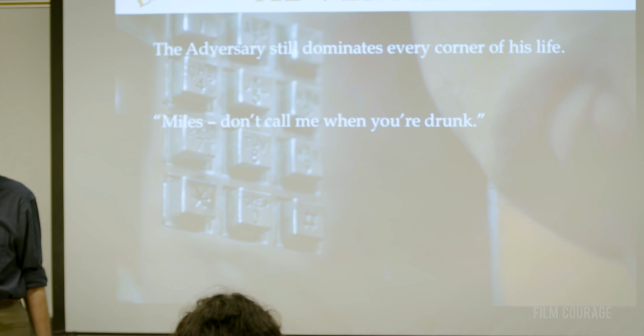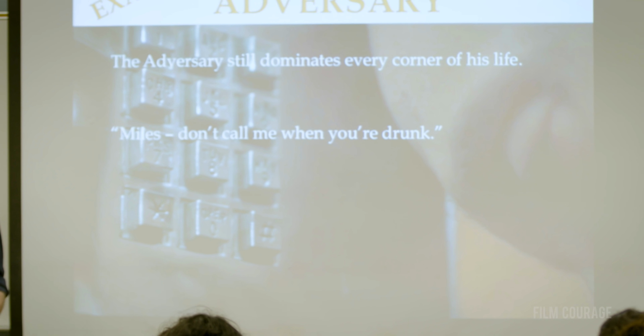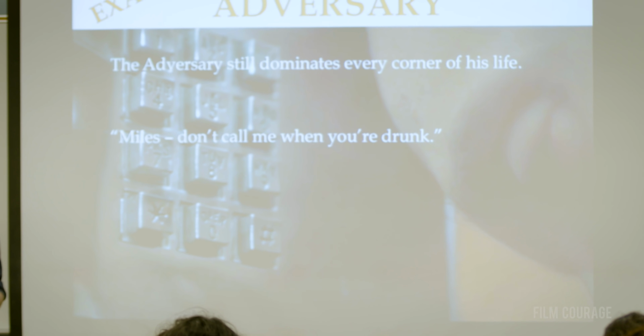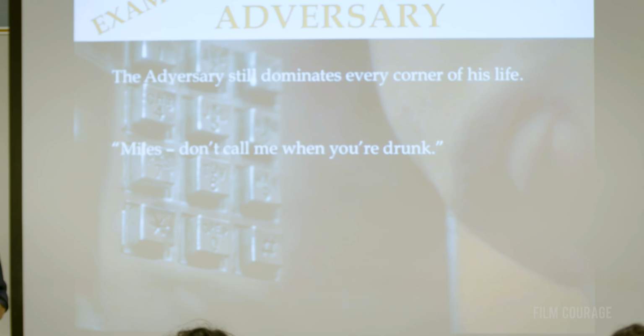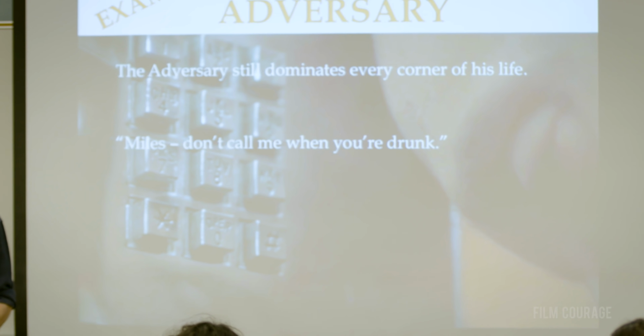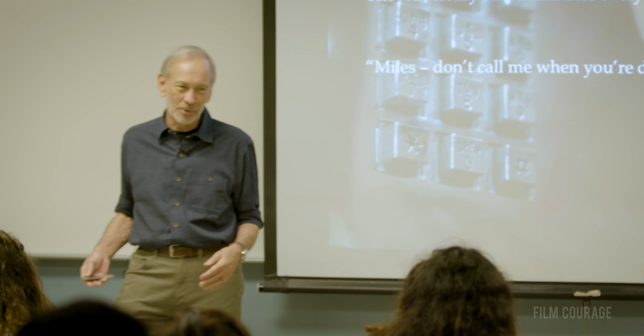And the adversary still dominates every corner of his life. She has the power here. You see how that is? She is more powerful than he. They divorced. She is moving on in life. He can't. He's stuck because of his immaturity. And she says, Miles, don't call me when you're drunk. Well, didn't help.